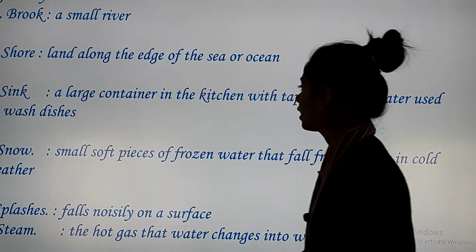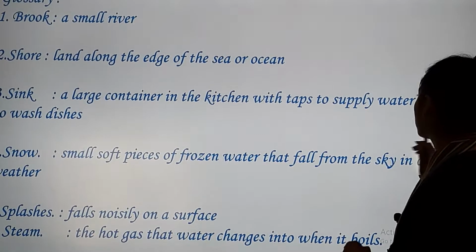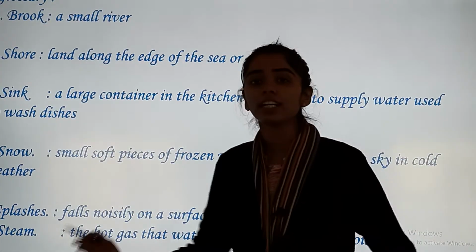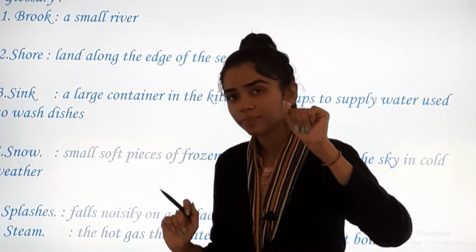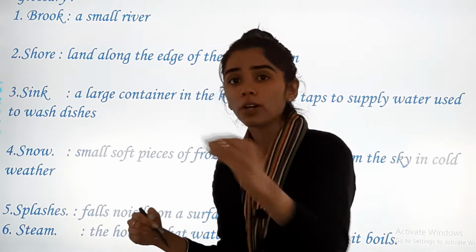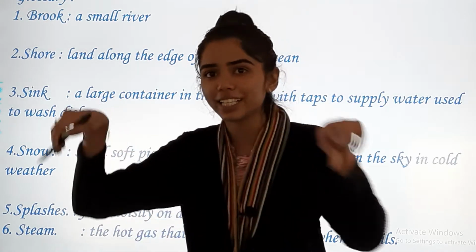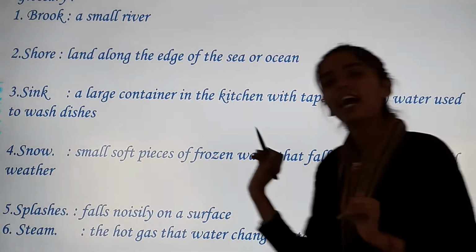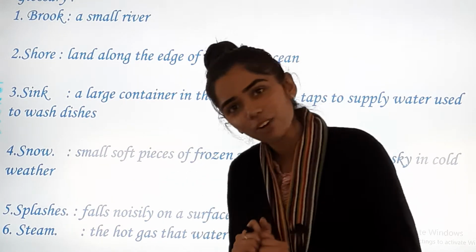Sink means a large container in the kitchen with taps to supply water, used to wash dishes. So what is a sink? It is like a large container. Now आपने किचन में देखा होगा that there are water taps, okay? And उस water taps को surrounded there is a sink, so that the water doesn't fall on the floor, okay? अब हम tap on करेंगे तो floor पे सीधा गिर जाएगा अगर sink नहीं होगा, okay? So it is like a container in the kitchen with taps to supply water, and it is used to wash dishes. So in this container we can keep the dishes and we can wash them.